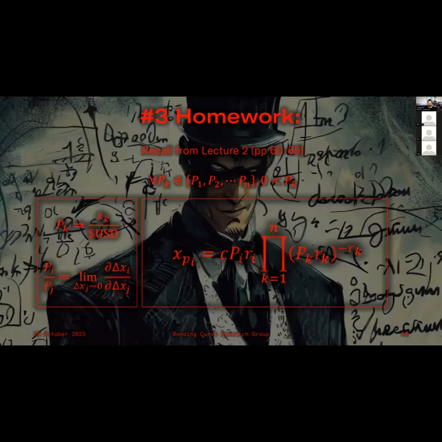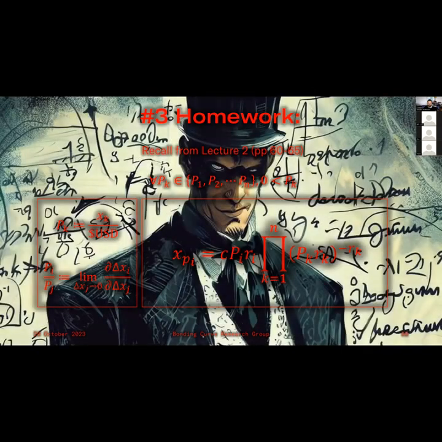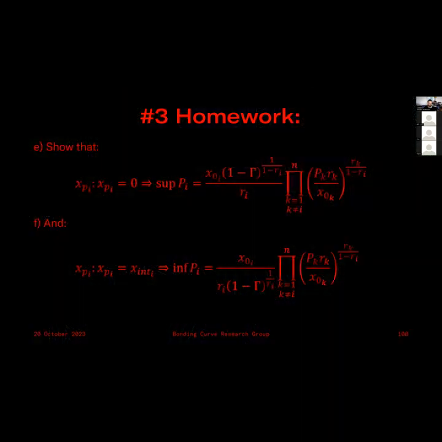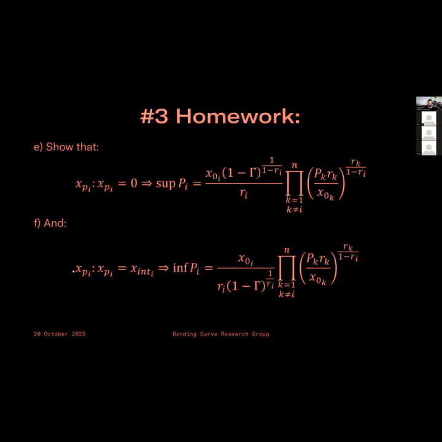I want you to show that for any X balance, where that X balance is 0, the highest possible price for that token is equal to this expression. And for that same token, where that token's balance is equal to its intercept, the minimum possible price is equal to this expression. This is extremely difficult.